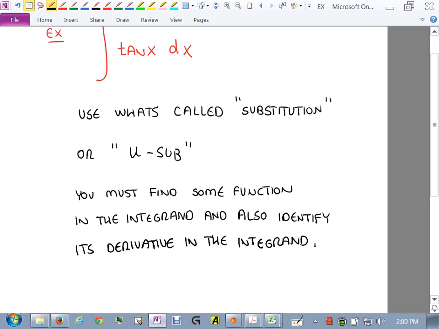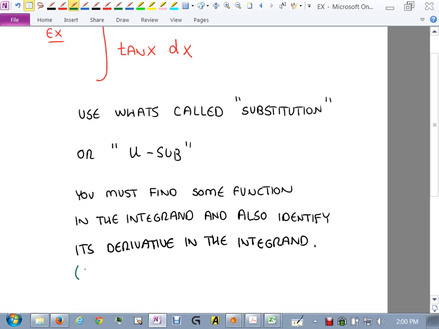All right, so let's talk about what I just said there. You're going to look at the integrand. You're going to look in there at what you have. You're going to try and see, do you see a function, anything, and its derivative in there somewhere? Do you see it?